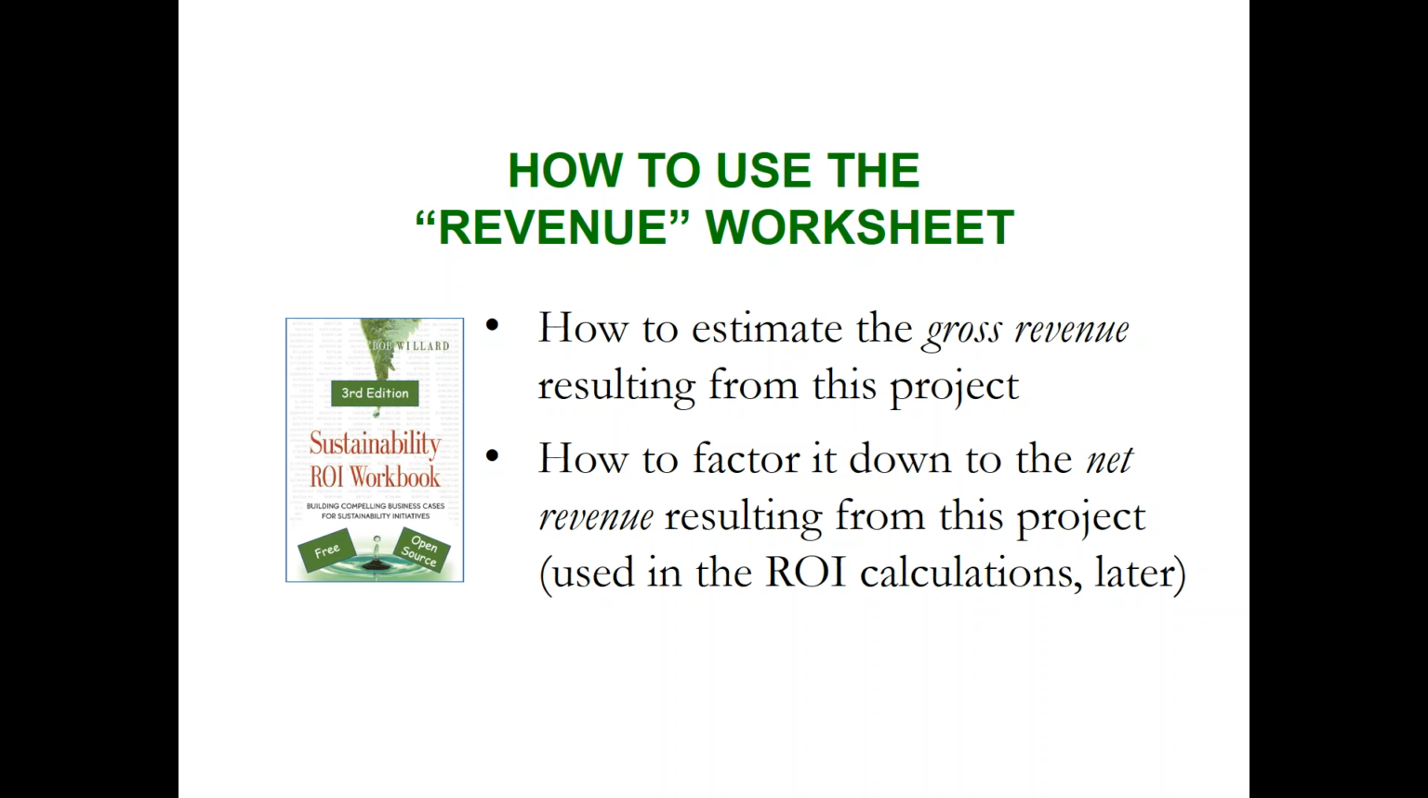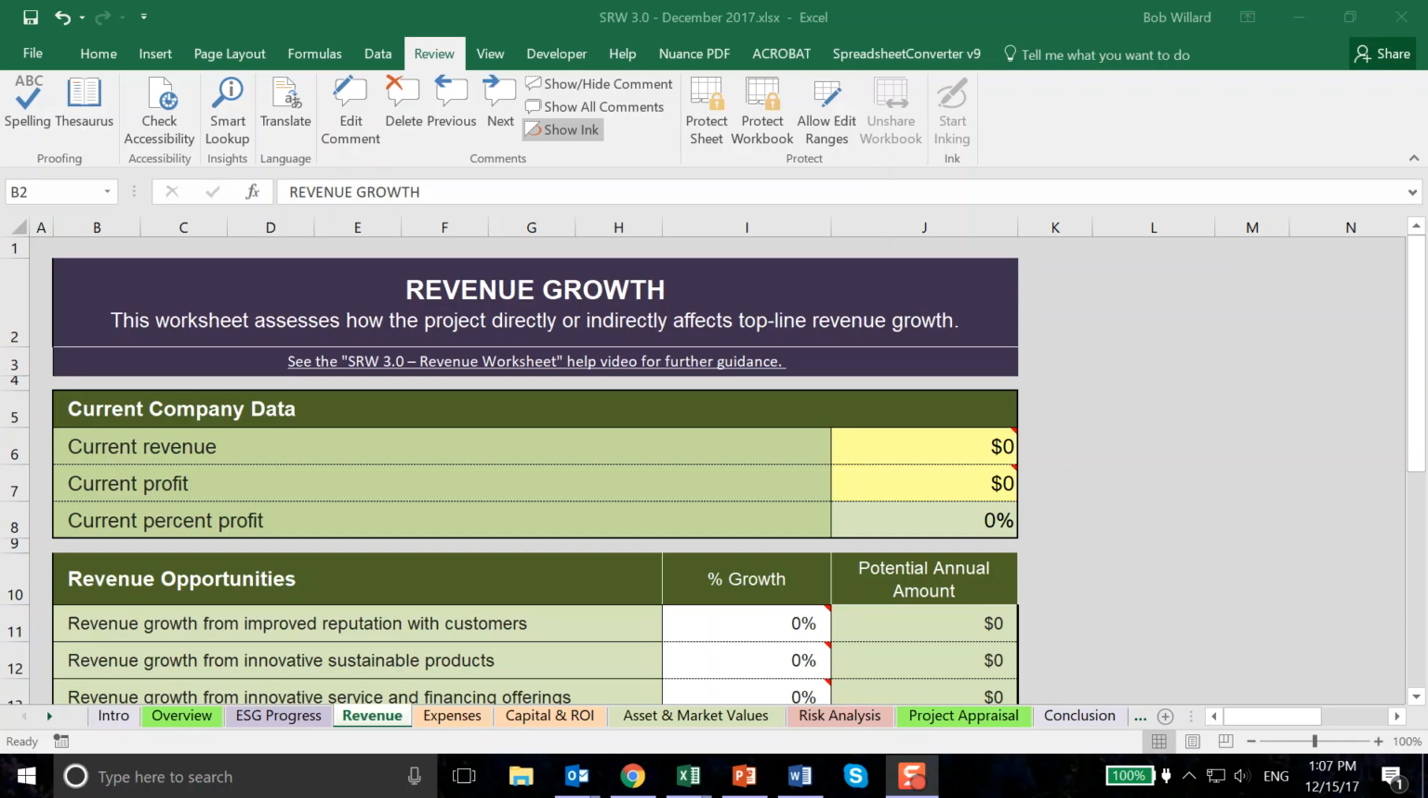Continuing our example of retrofitting your company's headquarters building to a LEED Gold standard, we've completed the description and the purpose alignment sections of the overview worksheet, and we've used the ESG progress worksheet to describe how the proposed project will help the company achieve its sustainability goals. So it's time to get into the calculations part of the business case, beginning with an estimate of the potential revenue growth arising from your initiative.